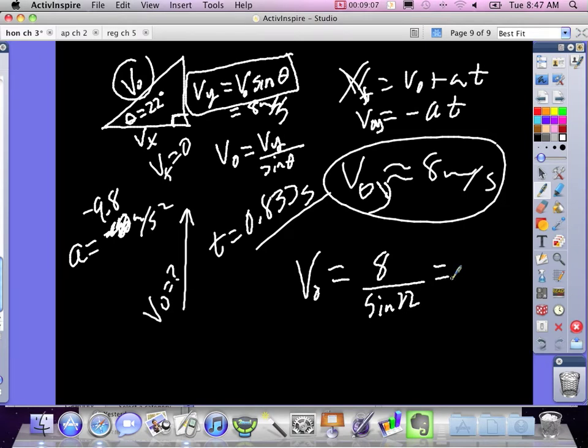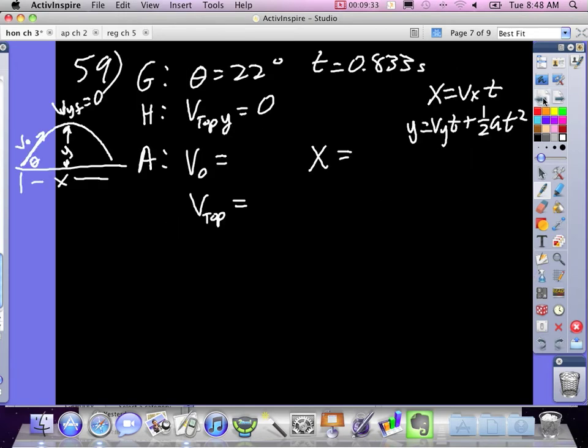Let's see. Jenny, what'd you get? Right now, I have 41. What was that? I got 21.35. 21 point, let's just say 21.4. Did you get around 21 meters per second? Okay, and that's this, 21.4 meters per second. So that is our original velocity.